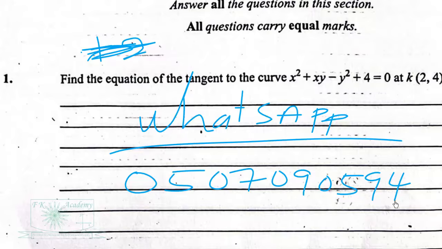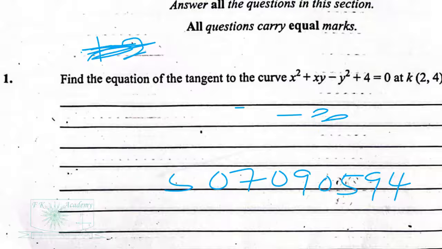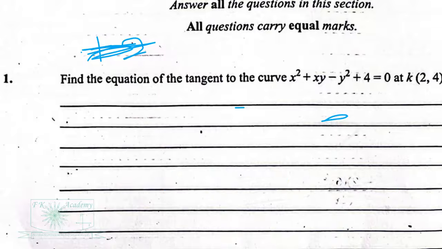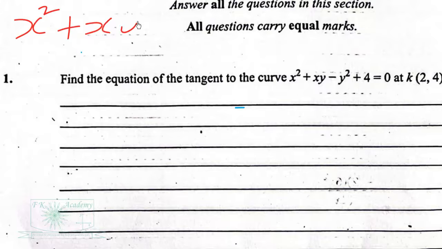Alright, so we are beginning with the solution to this particular number 1. So we have to find the equation of the tangent to the curve, the given curve, x squared plus xy minus y squared plus 4 equals 0. Let's differentiate.